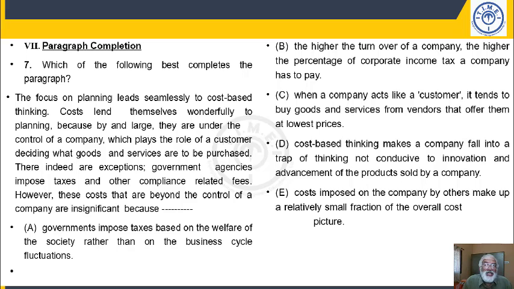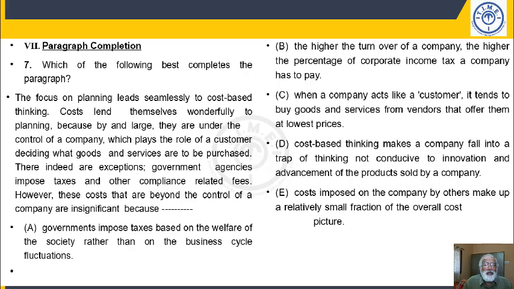When a company acts like a customer, it tends to buy goods and services from vendors that offer them at lowest prices. And here you're telling me about where they can manage costs. So what about the ones where they can't manage? This doesn't tell me about a reason for that. Cost-based thinking makes a company fall into a trap of thinking not conducive to innovation and advancement of the product sold by a company. This is a different disadvantage, not part of this particular argument here. So it's not related to what we're talking about.